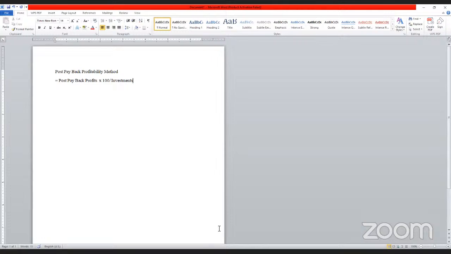Now the disadvantages. Even though this method is the simplest, oldest and most frequently used, it suffers from some limitations. The first limitation is that it does not take into account the cash inflows earned after the payback period, and hence the true profitability of the projects cannot be correctly assessed. That is the main drawback. The second drawback is that this method ignores the time value of money.